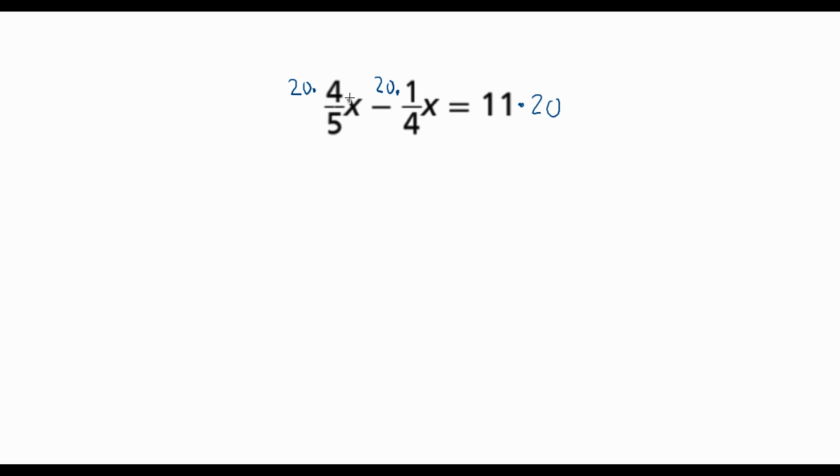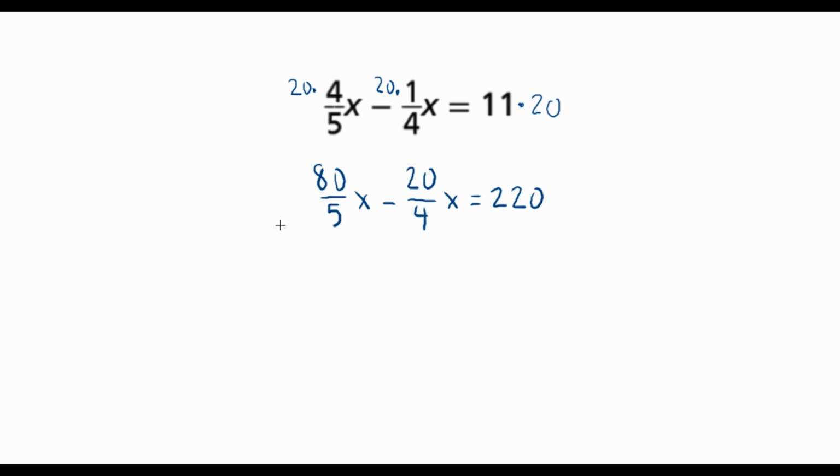Now something interesting happens when you multiply by the lowest common multiple. The reason why I'm putting the 20 next to the 4 is because the 20 does not multiply the denominator, it only multiplies the numerator. Okay, so 20 times 4 will give us 80, and that will stay over 5x. Bring down the subtraction sign, and then we do 20 times 1, which will give us 20, over the 4x, equal to, and on this side we still have to multiply the 11 times 20, which in our case will be 220.